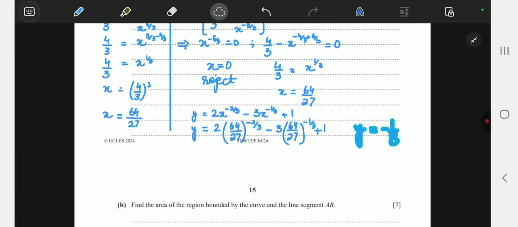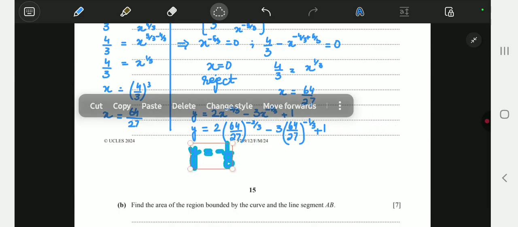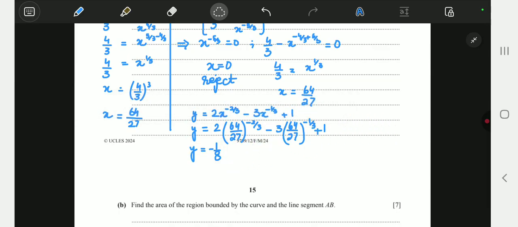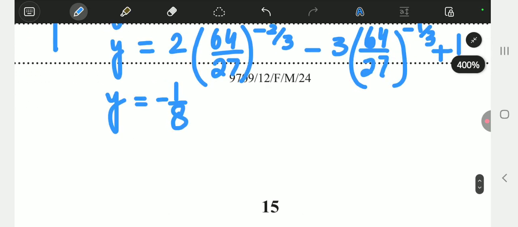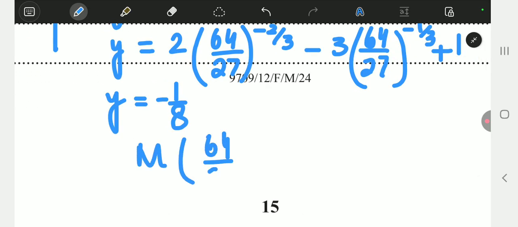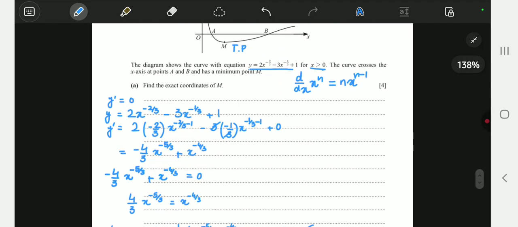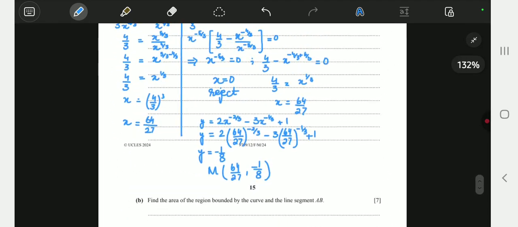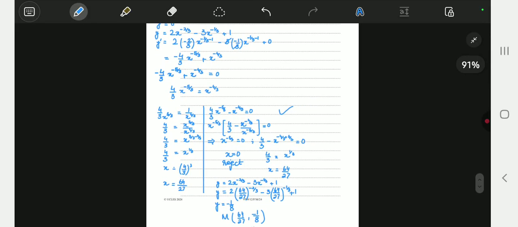Okay, so what are your x and y coordinates? The x and y coordinates of your turning point M are 64/27 comma -1/8. Now let's get to the second thing, part B. I hope it gets clear.